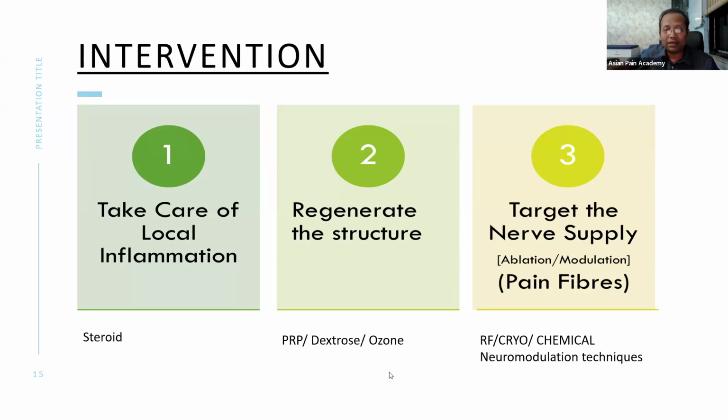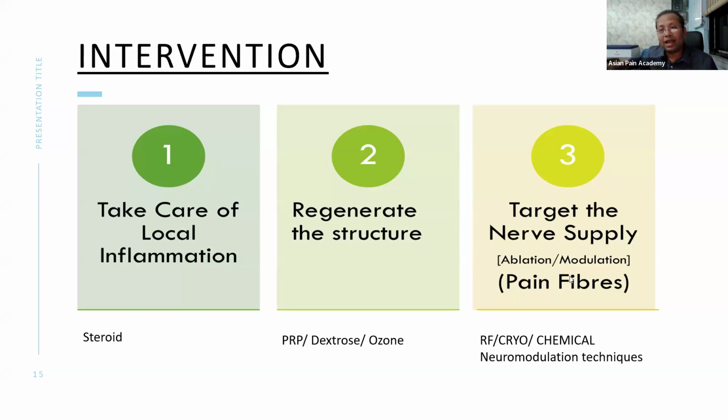What are the drugs mainly? Regenerative drugs are PRP, dextrose, ozone. These we are using in our daily practice. There are multiple drugs, so these are for regeneration purposes. Third thing is to target the nerve supply. So you see that there is nothing to regenerate, or there is no inflammation. There is, say, a damaged joint, a completely damaged joint. So there is no inflammation and you cannot regenerate also. That is a gone case. So in that area, what you can do is target the nerve. What will you do with the nerve?